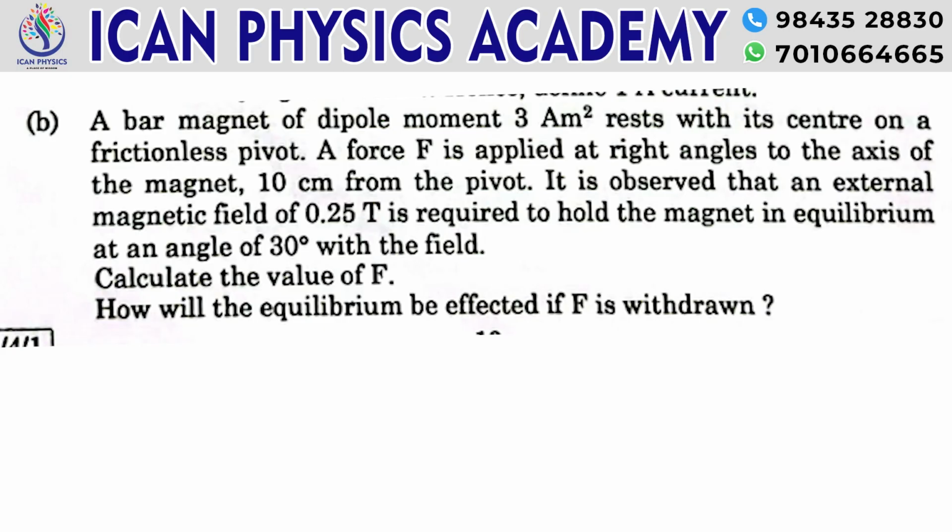A bar magnet of dipole moment 3 ampere meter square rests with its center on a frictionless pivot. A force F is applied at right angles to the axis of the magnet, 10 centimeter from the pivot. It is observed that an external magnetic field of 0.25 Tesla is required to hold the magnet in equilibrium at an angle of 30 degrees with the field. Calculate the value of force. How will the equilibrium be affected if F is withdrawn?